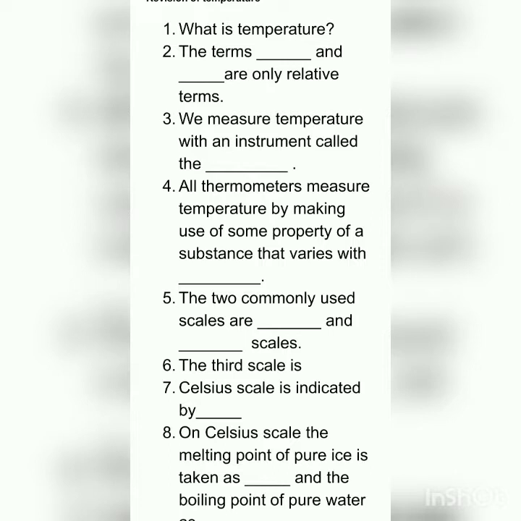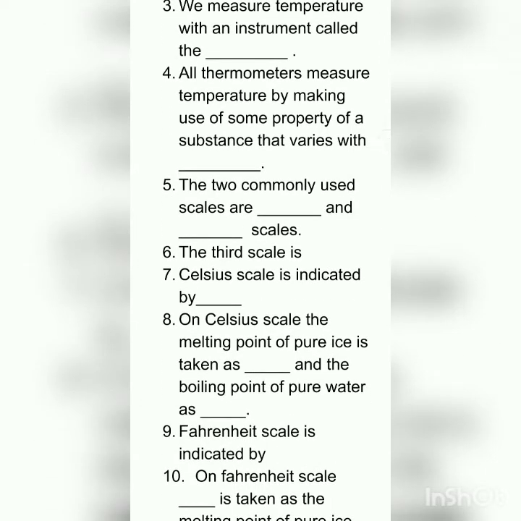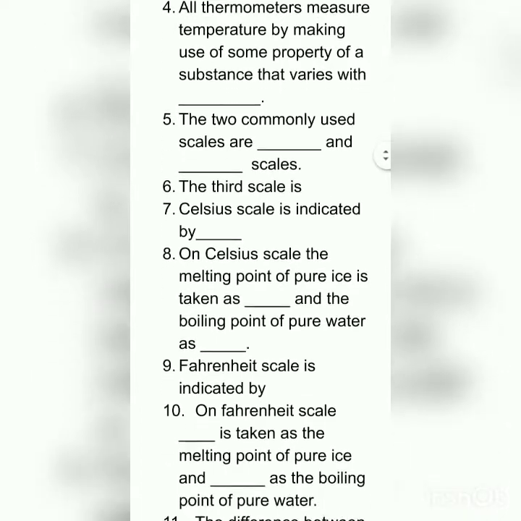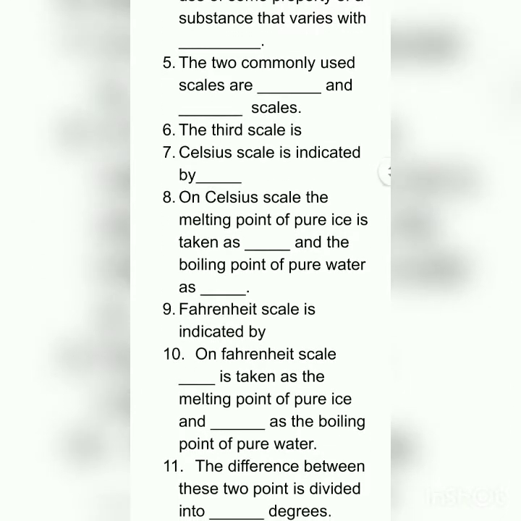The two commonly used scales are degree Celsius and degree Fahrenheit scales. The third scale is Kelvin. As I told you, this is the standard unit of temperature, Kelvin. Celsius scale is indicated by degree Celsius. On Celsius scale, the melting point of pure ice is taken as 0 degree Celsius and the boiling point of pure water is taken as 100 degree Celsius.